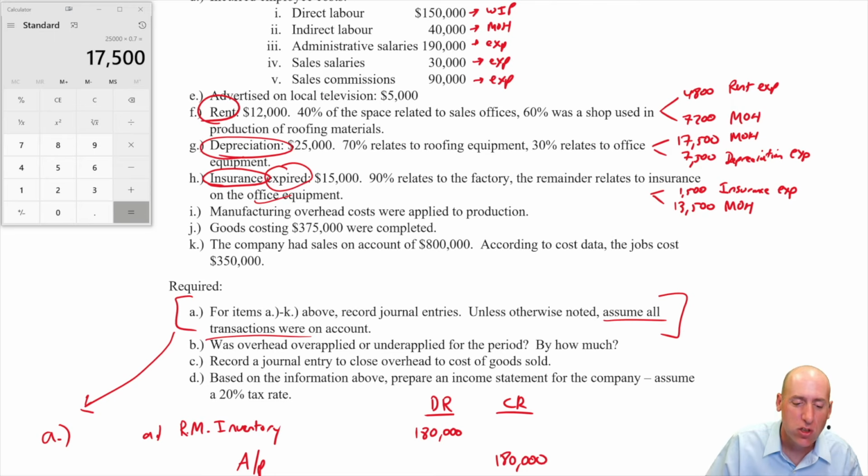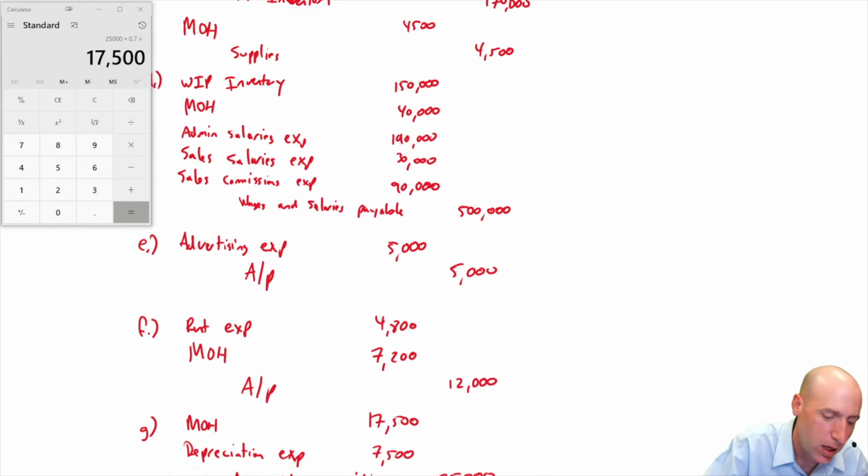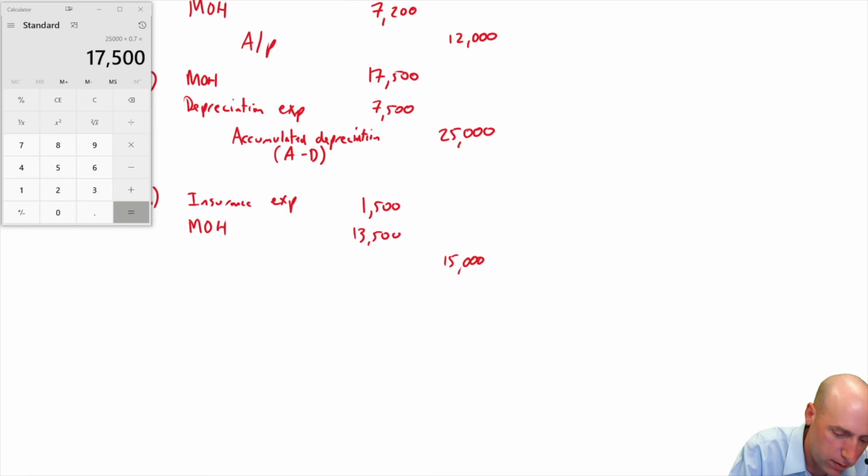But when insurance expires, we credit something called prepaid insurance. It presupposes we bought the insurance. Insurance is always prepaid. You can't pay for insurance after you've had the car accident. You have to buy it before. So it's a prepaid expense. Well, when insurance expires, we credit that prepaid. We're going to credit prepaid insurance for $15K in this case.